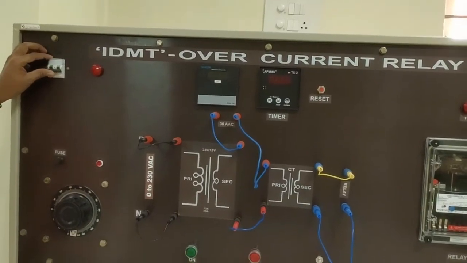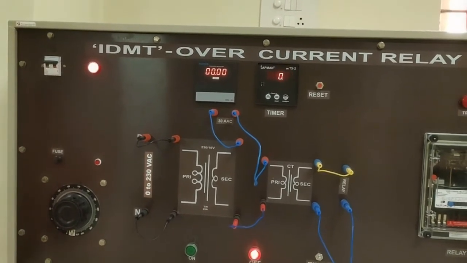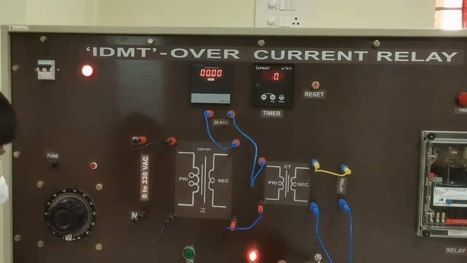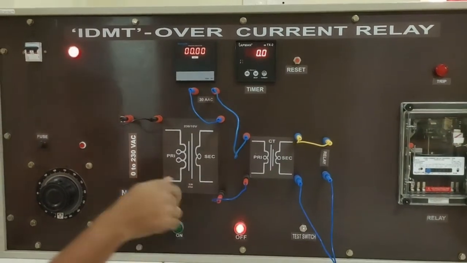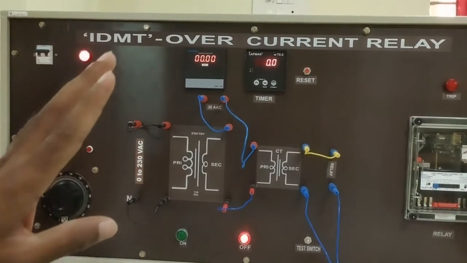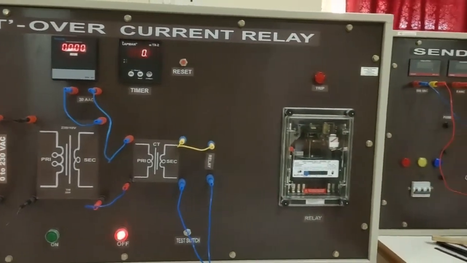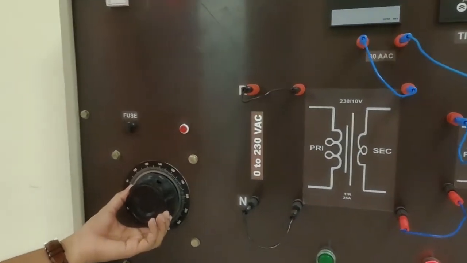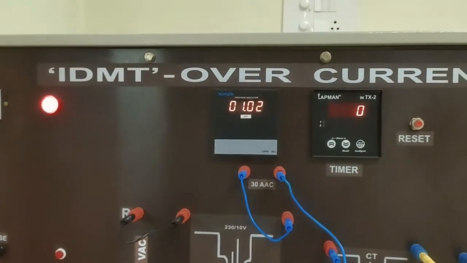Now switch on the experiment. Supply. By the help of the variac, the test switch is on position initially. Now the disk is in its initial state only, not rotated. Now we apply the variac up to 10 ampere, right? The 10 ampere means the pickup current.